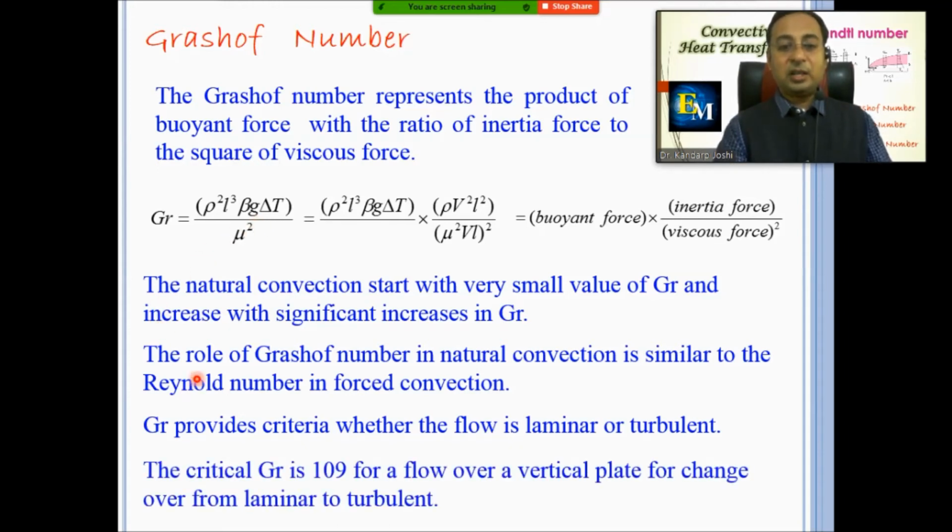The critical Grashof number is 10^9 for flow over a vertical plate. We have discussed the horizontal plate. Now if we consider the vertical plate, the critical Grashof number, meaning the number at which laminar flow becomes turbulent, is 10^9 for flow over a vertical plate, for changing the flow from laminar to turbulent.